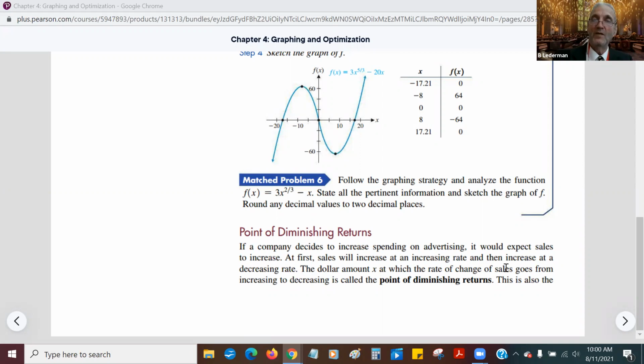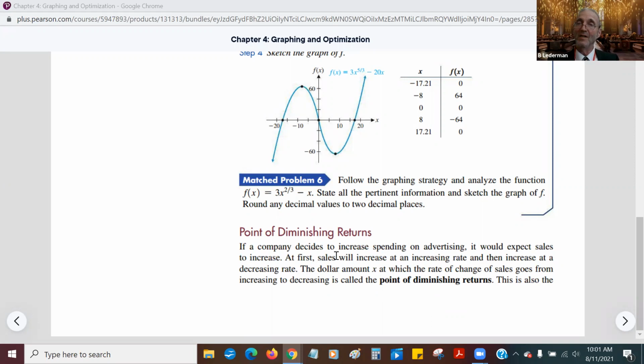Well, that means that the rate of change of sales goes from increasing to decreasing. Not that sales goes from increasing to decreasing, but the rate of change, meaning that it was changing fast, and now it's slowing down. So if the rate is decreasing, that doesn't mean that the sales is decreasing. It just means the sales is still increasing, but it's not increasing as fast. And that's called the point of diminishing returns, not the point of no return, not the point of reverse, but just point of diminishing returns. I'm just not getting the same bang for my buck.